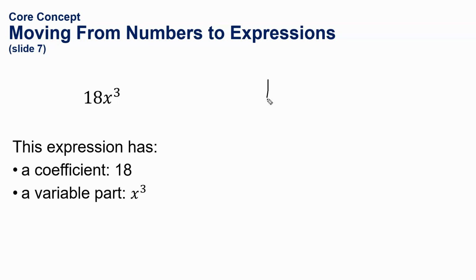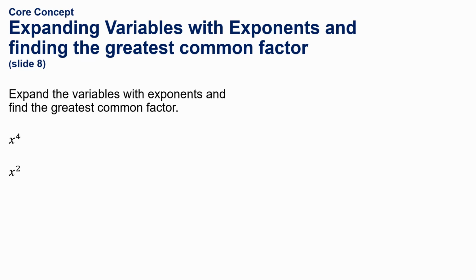Another example of this would be 15x squared, where the coefficient is 15 and our variable part is x squared. So it's important to understand these two differences between the coefficient, 18 and 15, and the variable part, x to the third and x squared. Another core understanding here is that you can expand variables with exponents and find the greatest common factor between these.